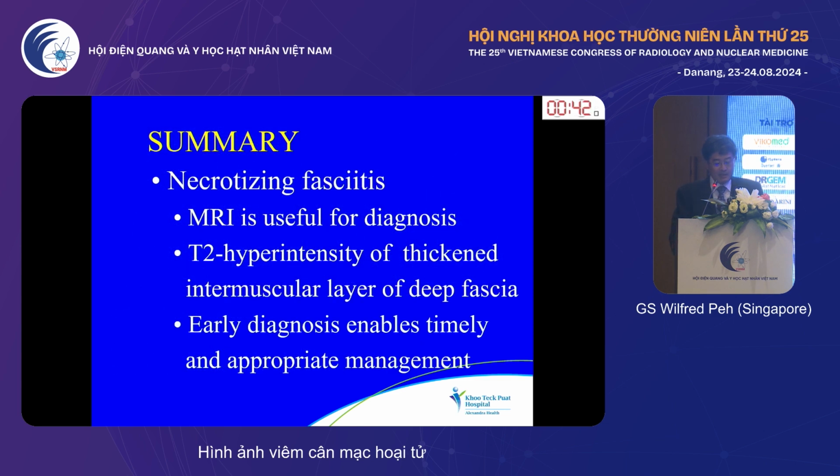So in summary, MR is the most useful modality for diagnosis of necrotizing fasciitis. The important signs are fluid signal in the thickened intermuscular fascia, layer of the deep fascia. It's got to be thickened, and ideally it should involve more than one muscle group. Early diagnosis will enable timely and appropriate management of these patients.